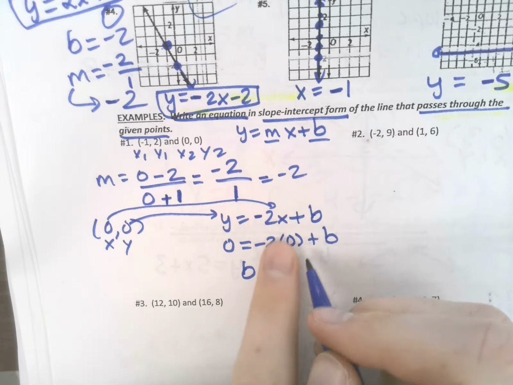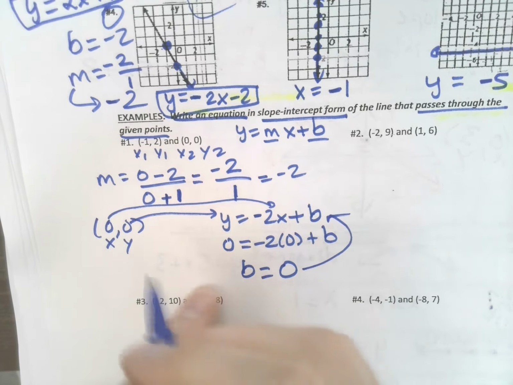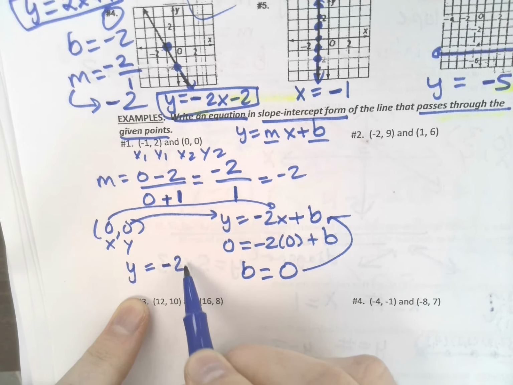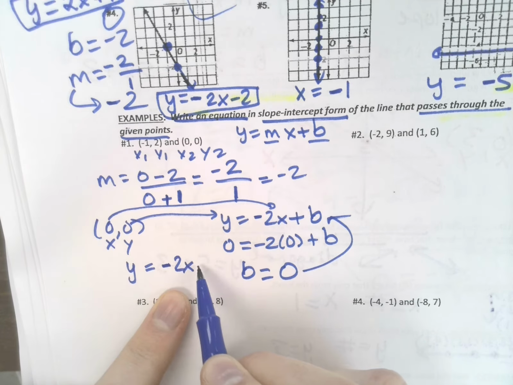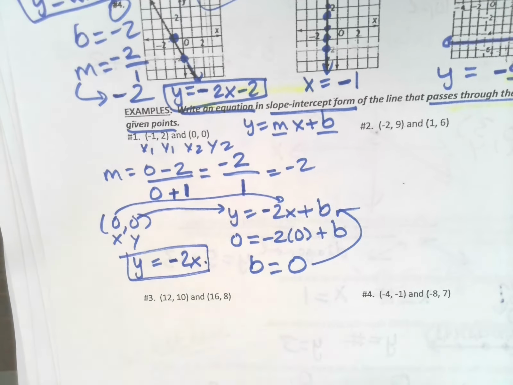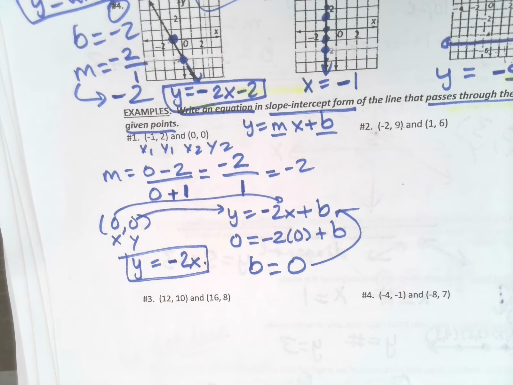But what will our equation look like now that we know? Y equals negative 2x, and then do we even need to put plus 0? Nope. Plus 0 wouldn't change a thing. Y equals negative 2x. That's pretty tough, guys. In my opinion, finding b is really what makes that tough. Finding the slope part's not that bad.